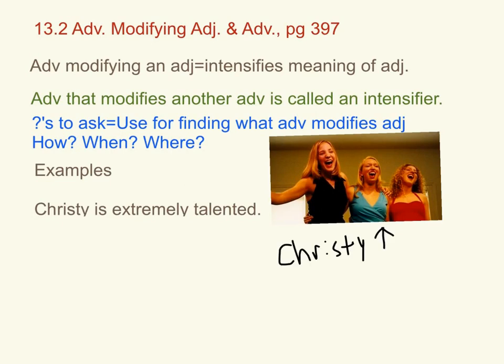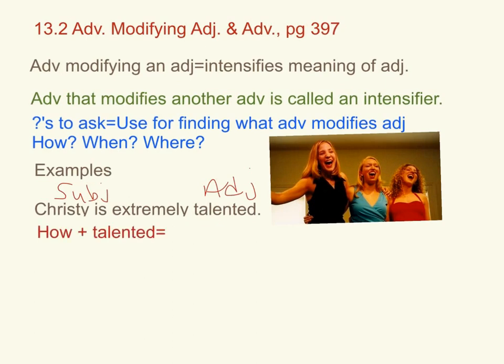Follow your steps. What is the adjective in the sentence? Talented. Self-check. Who or what is talented? Christy. And she's a noun, so I can continue with my steps. Ask how. How talented? Well, extremely. This means extremely is the adverb. Now, if the sentence was Christy is talented, the reader does get the idea that she is talented, but by adding the adverb extremely, it stresses how talented Christy is.